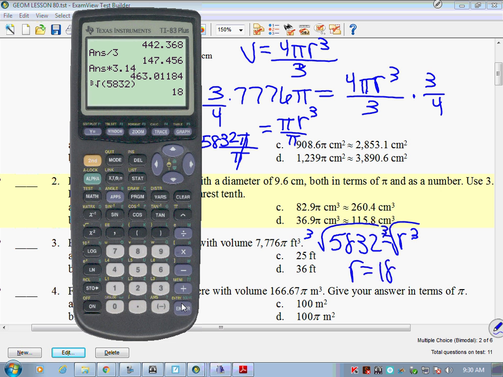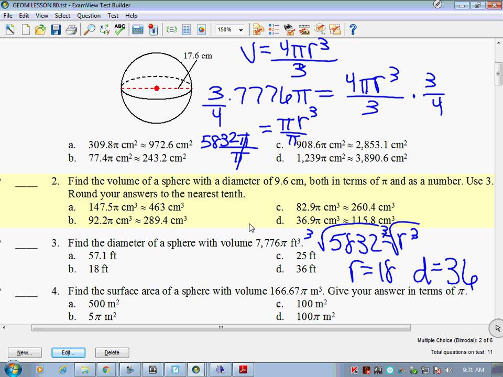Okay, what was I needing to solve for, though? Okay, so my diameter equals what? No, what does my diameter equal? Not 9, 36, right? Because I need the diameter, which is twice my radius. Okay, so we should get D, 36 feet there.